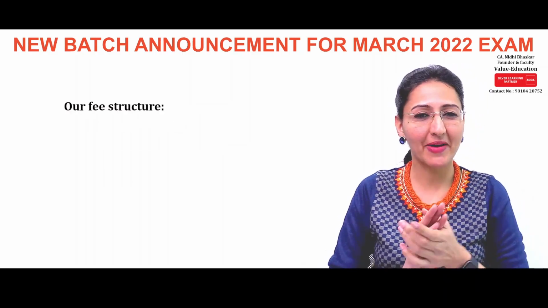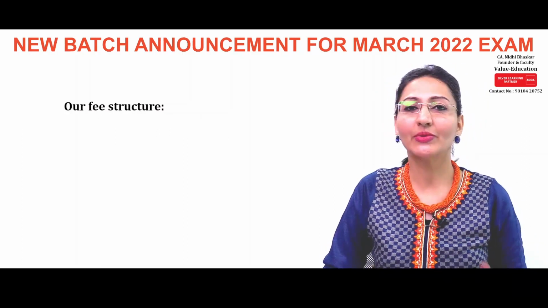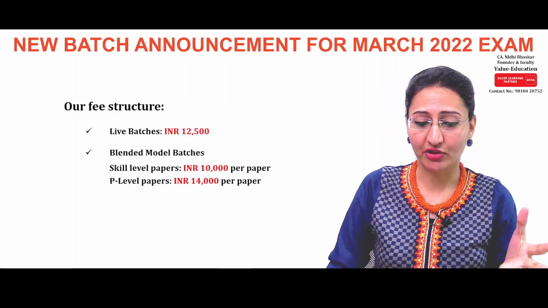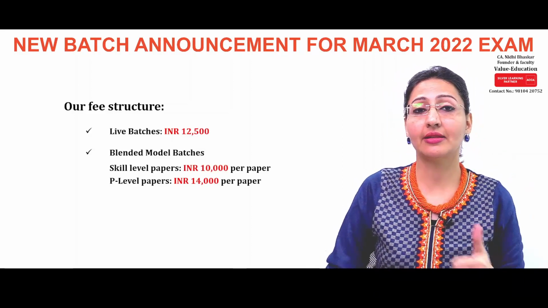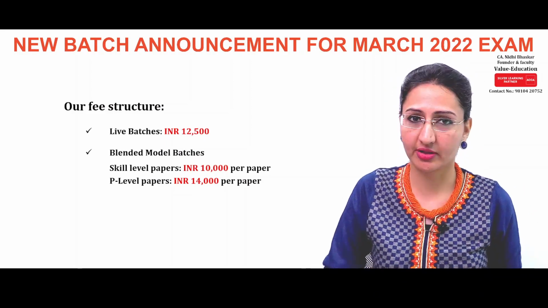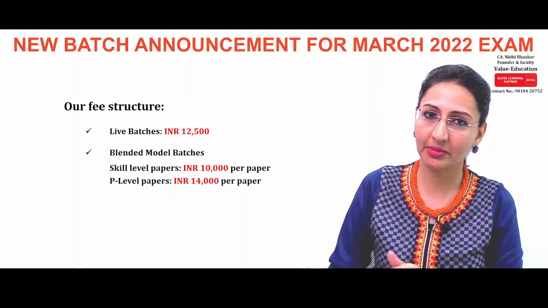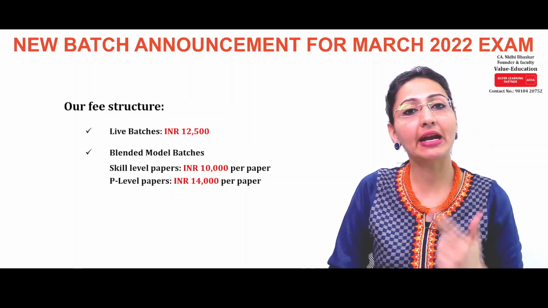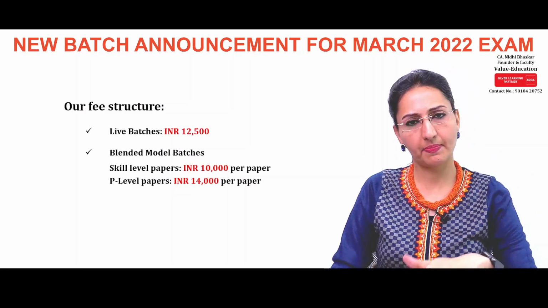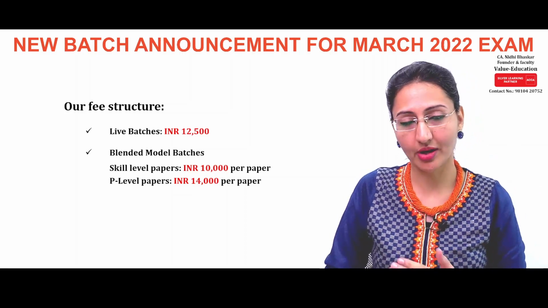Now the main question is the fee structure. We have a fee structure which is different for P level, skill level, blended model, and live batches. For live batches, the fee is INR 12,500 per paper. For blended model batches, if it is a skill level paper you are opting for, the fee is INR 10,000 per paper. For APM and AFM, it's 14,000 per paper. AFM 14, APM 14. This is how the fee structure works.